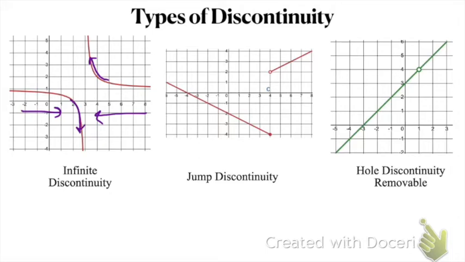This graph is not continuous. We cannot draw it without lifting our pen from the paper. The limits go to negative infinity and infinity, which are not the same. And f of 3 in this case does not exist. There is an asymptote right here that runs through our graph. This has an infinite discontinuity. When we look at the middle graph, we have what we call a jump discontinuity.